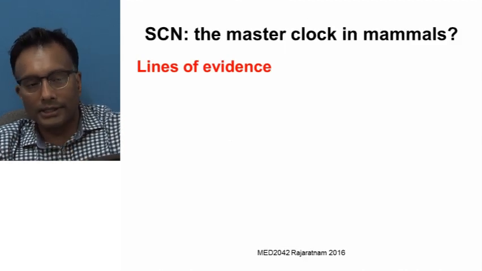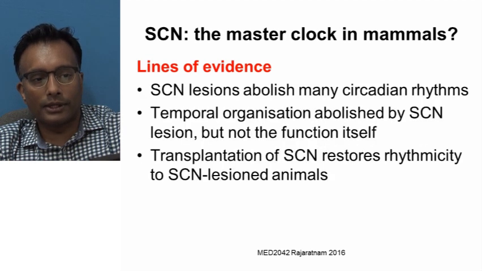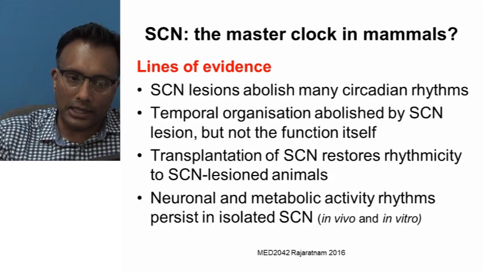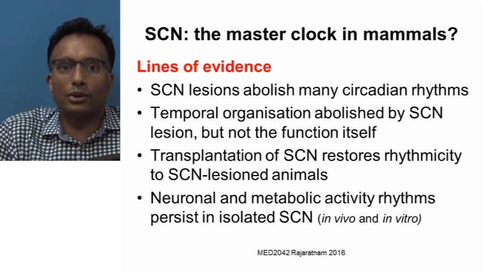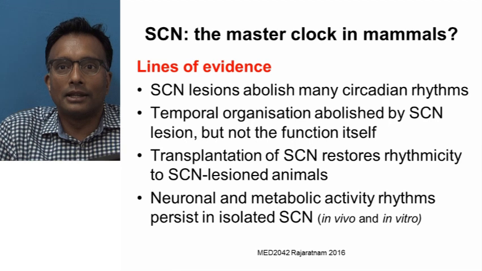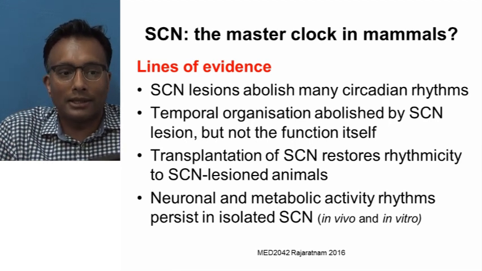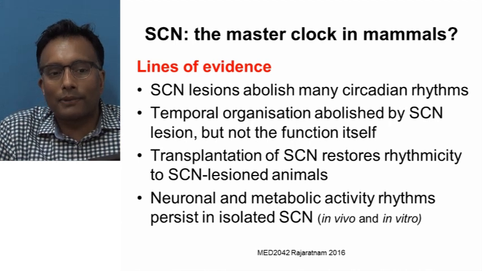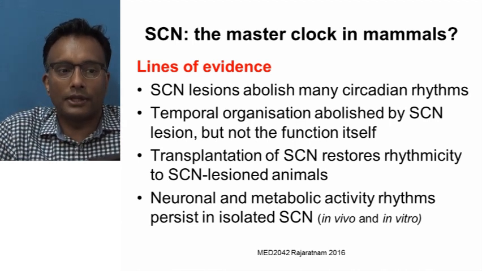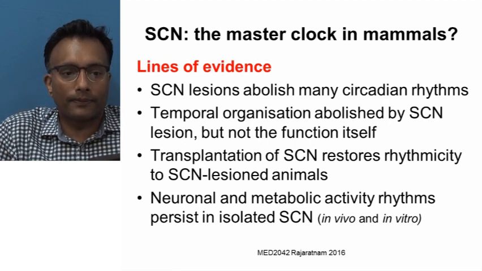And there are several lines of evidence for this, and I won't go into the detail here, but largely from animal studies. Well, neuroanatomists, the first thing they want to do when they want to demonstrate that a particular structure has an important role is they lesion the structure, and they look at the consequence of lesioning. So complete bilateral lesions of the suprachiasmatic nuclei abolish many circadian rhythms.